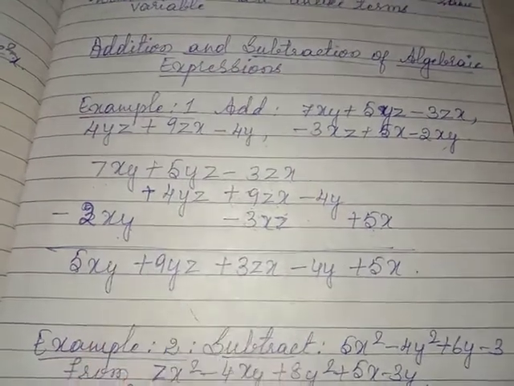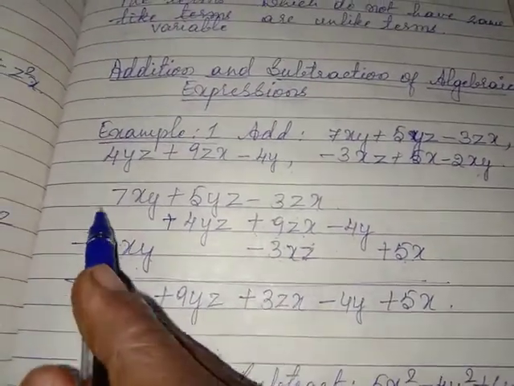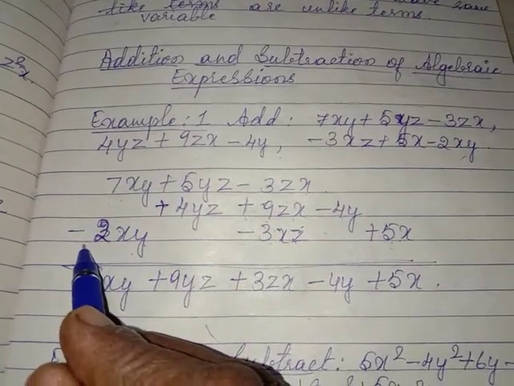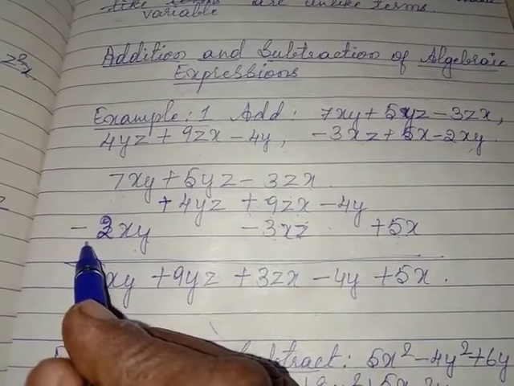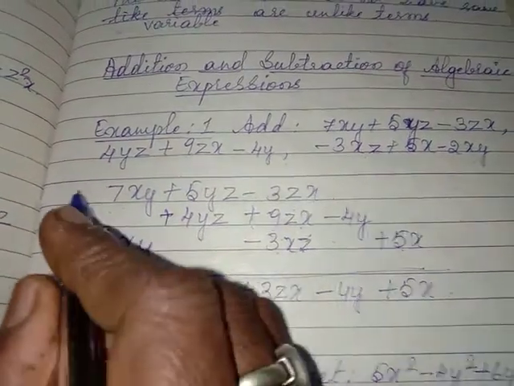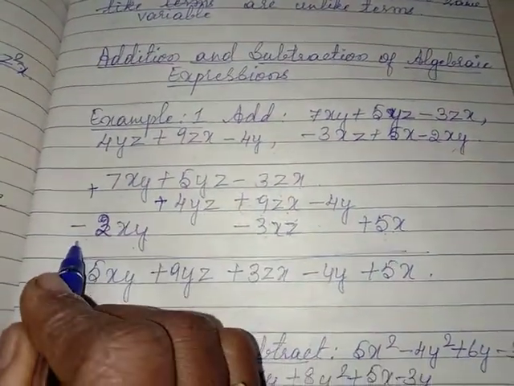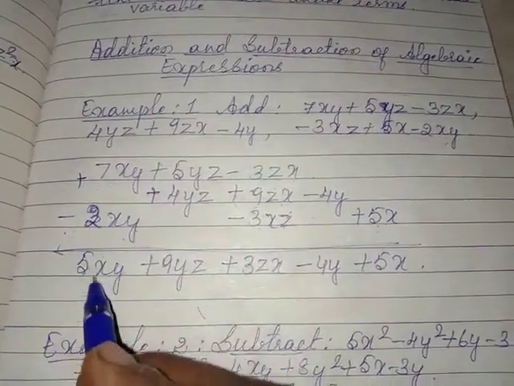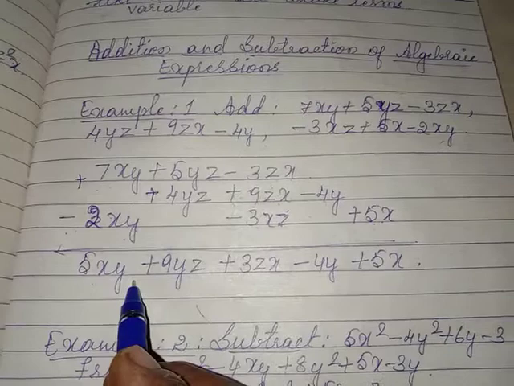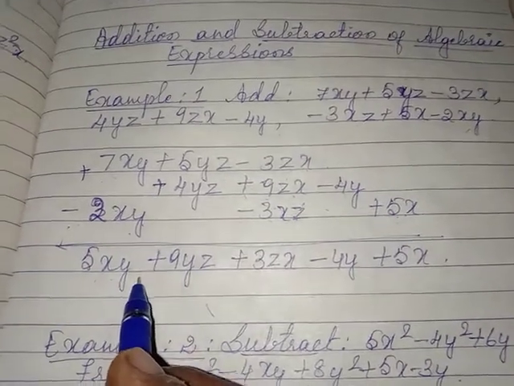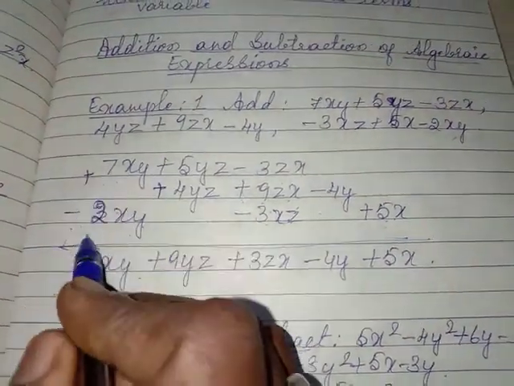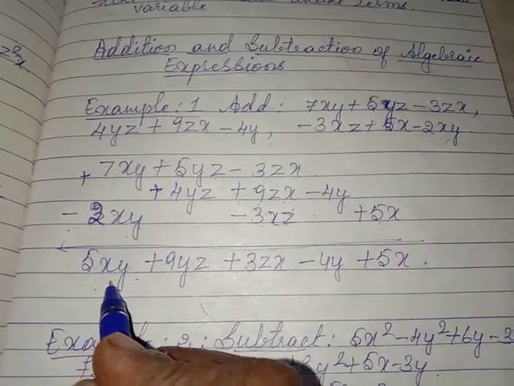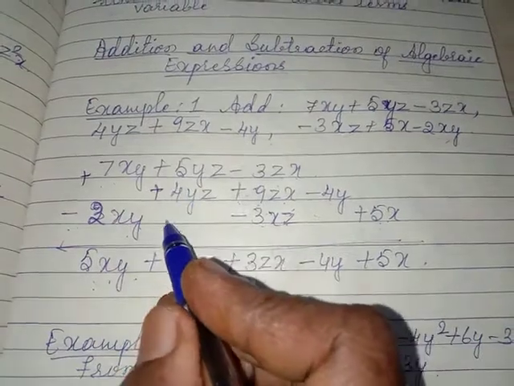You may ask, here plus is there, here minus is there, ma'am is saying to add? Yes, you have to add in algebra according to their signs. Here plus is there, children, minus is there. You are not changing the sign. Plus 7 minus 2 is how much? 5xy. They are asking us to add. Then plus 5 plus 4 is there.